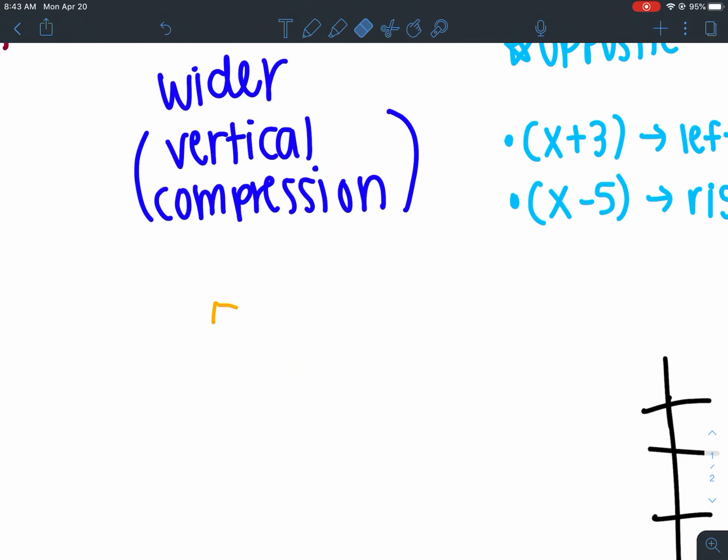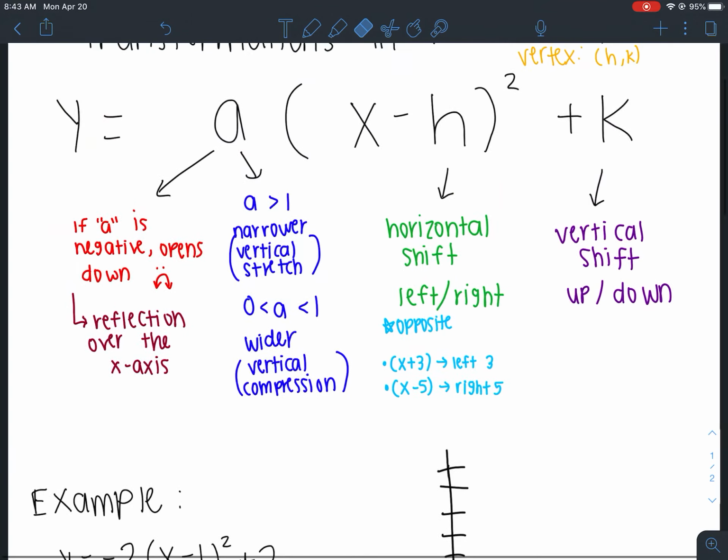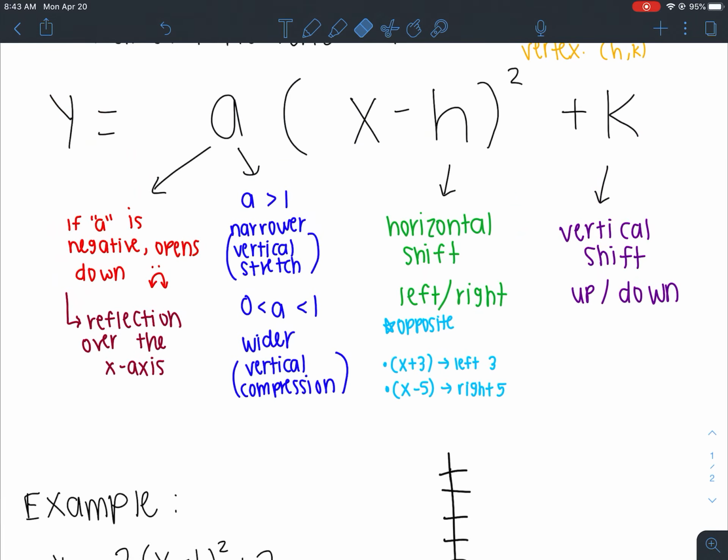Now we also say this is wider or narrower. So if a is larger than 1, it gets narrower. If a is between 0 and 1, it gets wider. Now I'm not talking about negatives, because negatives tell us reflection, so it has nothing to do with the wideness or narrowness of the quadratic. If it's bigger than 1, it gets narrower. Think about it getting taller. So the bigger the number, it gets narrower and skinnier. But if the number is like 1/2 or 1/4 or 0.5, it's going to get wider, okay?